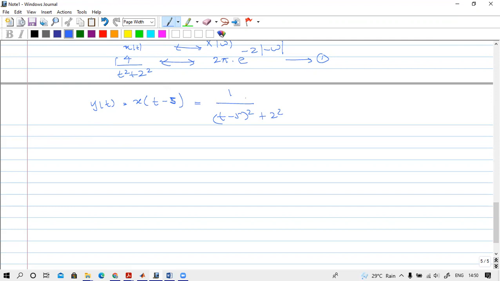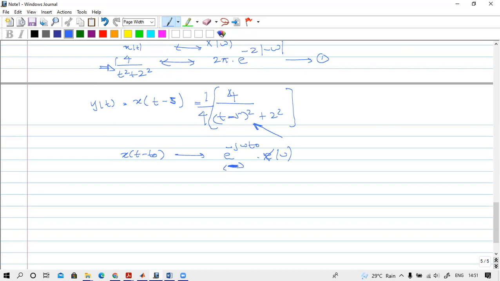But here you have 4, and to balance this you can divide this by 4. You know the Fourier transform of the original signal, and from it you can find the Fourier transform of this time shifted signal using the time shifting property. That is, for x(t minus t naught), you will get e to the power minus j omega t naught times X(omega). So you can use the time shifting property.